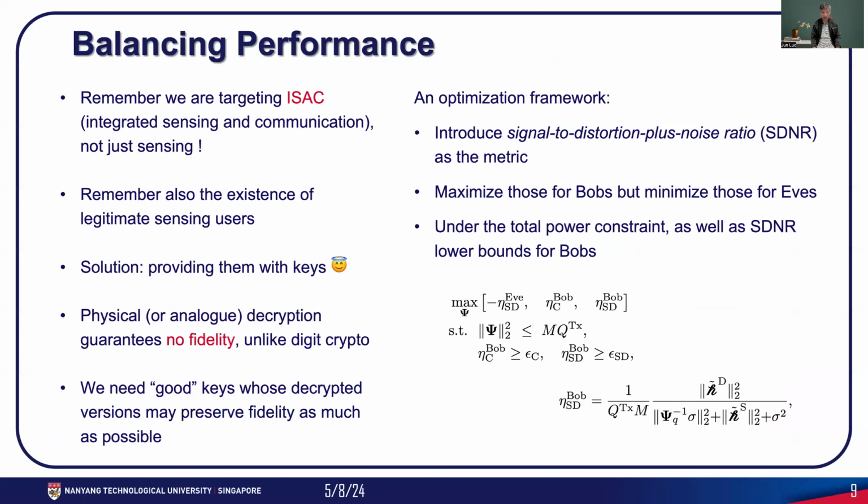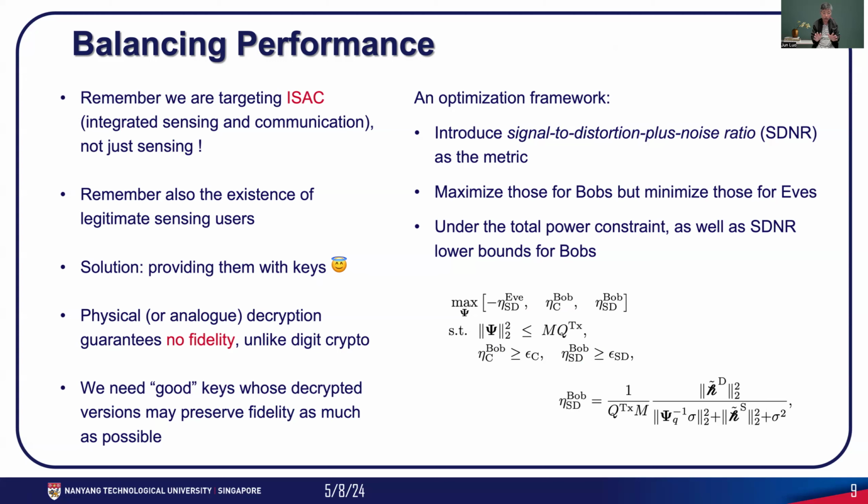Well, that's not the end of the story, because remember that we are working on so-called integrated sensing and communication, meaning that we have to take care of both sensing and communication at the same time. We definitely can provide keys to them for them to decrypt the information, and presumably they should be able to recover whatever they should have without encryption.